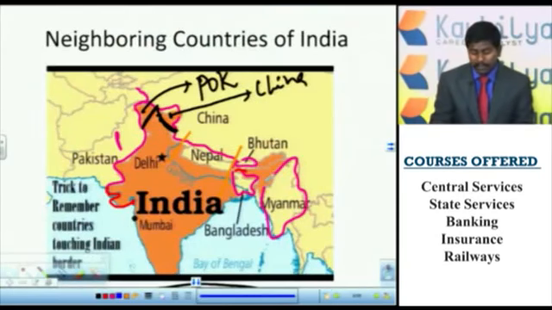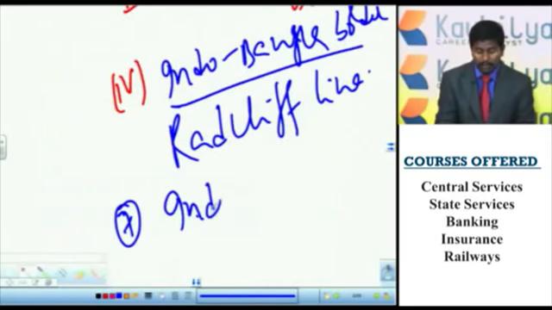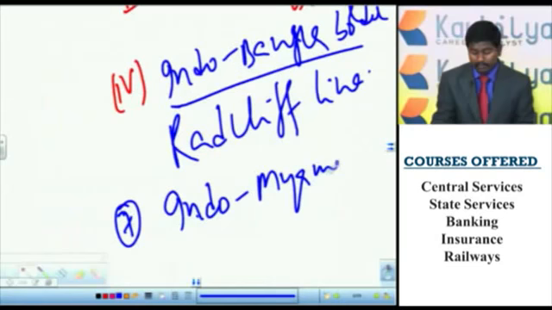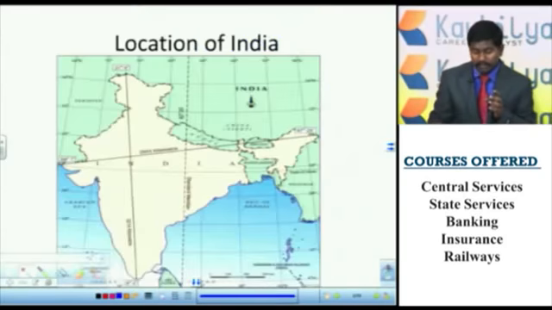So the border between India and Myanmar is simply called the Indo-Myanmar border. So this is about the borders of India with its neighboring countries. Then coming to this question, the location and extension of India.